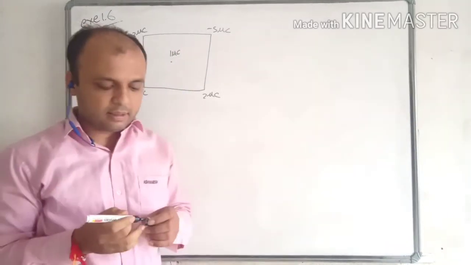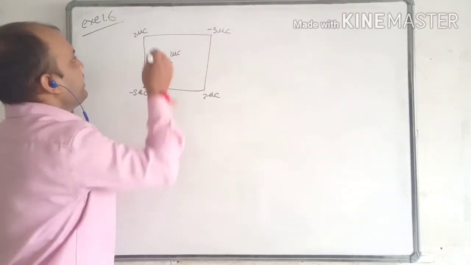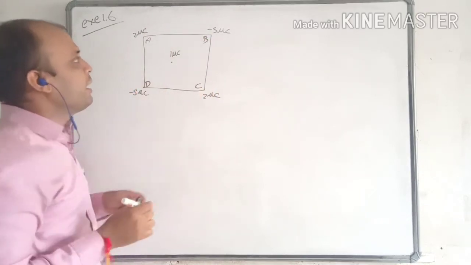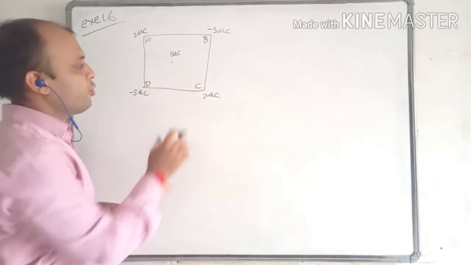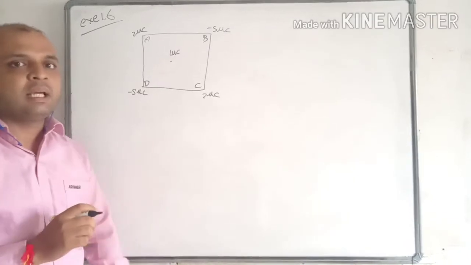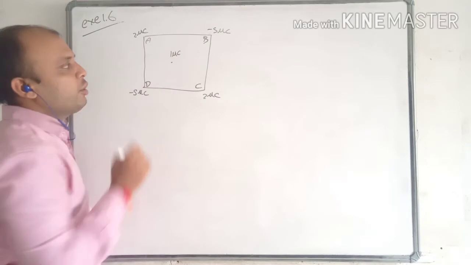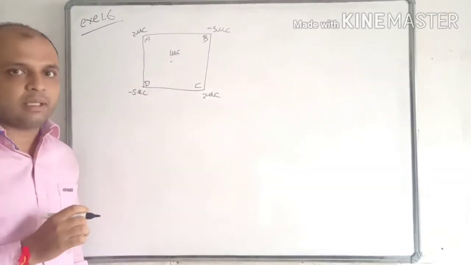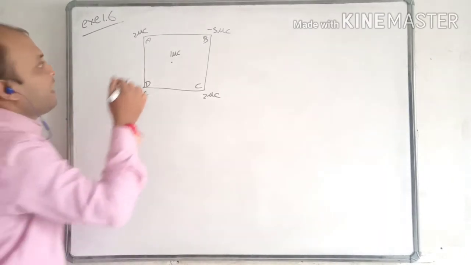In the exercise they show that there are 4 points A, B, C, D. A has 2 microcoulomb charge, B has minus 5 microcoulomb charge, C has 2 microcoulomb charge, D has minus 5 microcoulomb charge, and they ask to find the net force on a 1 microcoulomb charge which is placed at the center of this square.